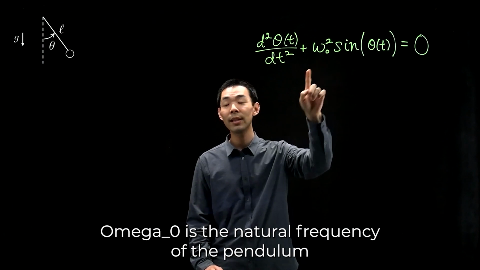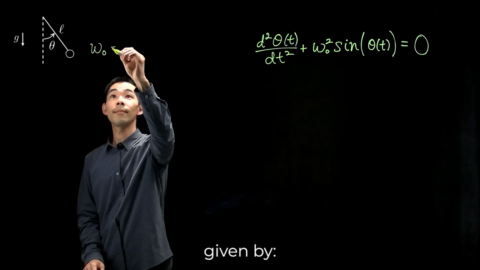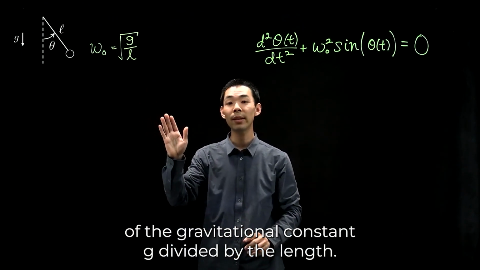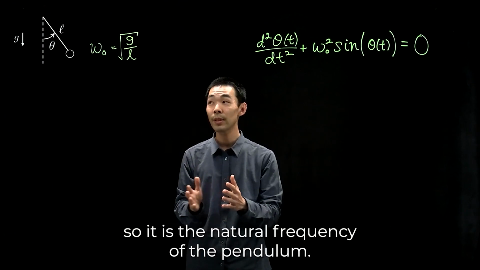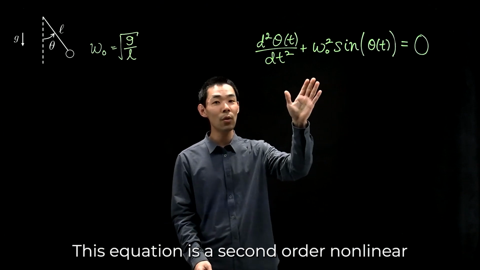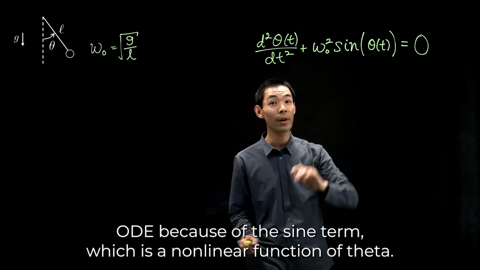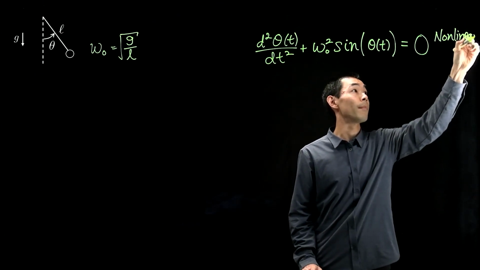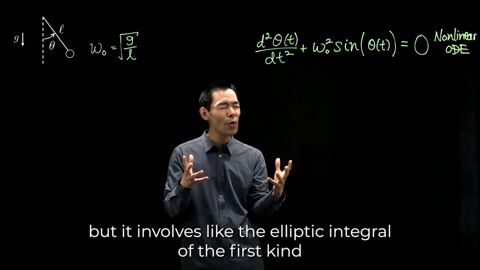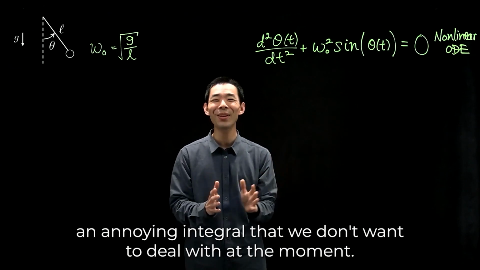Omega naught is the natural frequency of the pendulum given by the square root of the gravitational constant g divided by the length. It has units of inverse time, so it is the natural frequency of the pendulum. This equation is a second-order nonlinear ODE because of the sine term, which is a nonlinear function of theta. It technically does have an exact solution, but it involves the elliptic integral of the first kind, an annoying integral that we don't want to deal with at the moment.